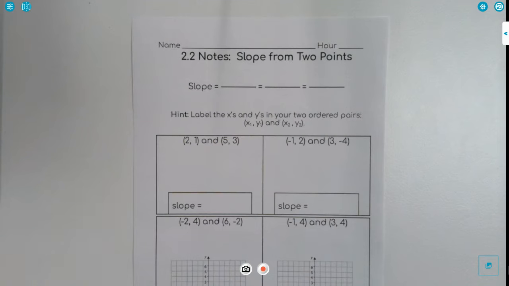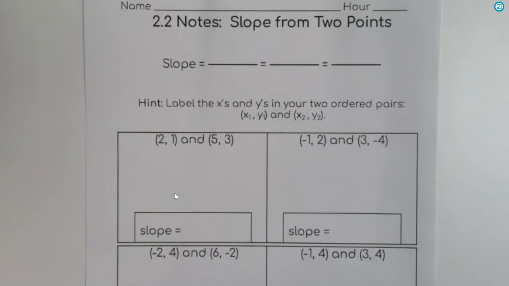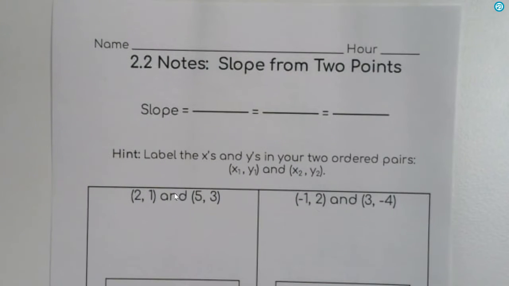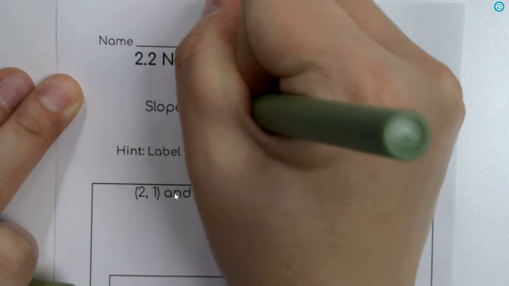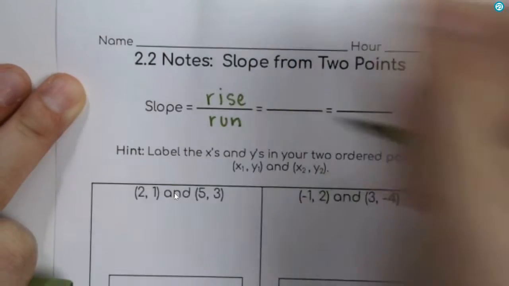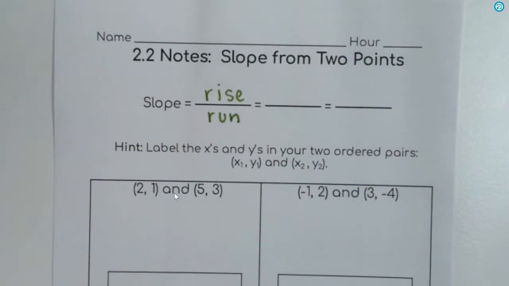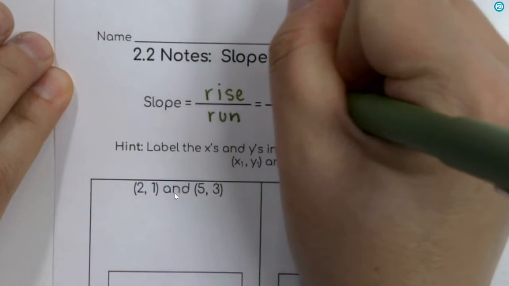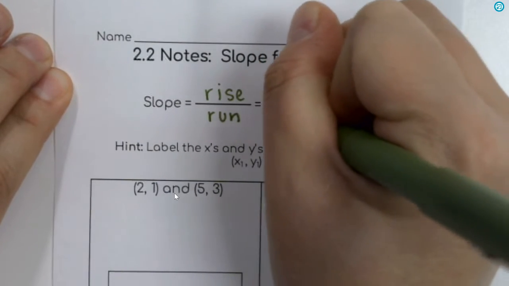Okay, so today we are continuing to work with slope. Yesterday we also worked with slope. Yesterday we did slope from a graph. When we did slope from a graph, it was rise over run. And then we did slope from a table. When we did slope from a table, it was our change in y values over change in x values.